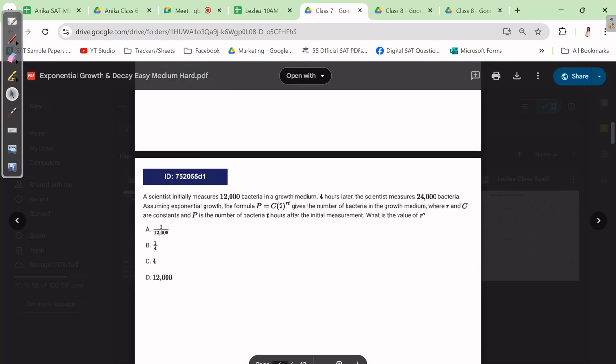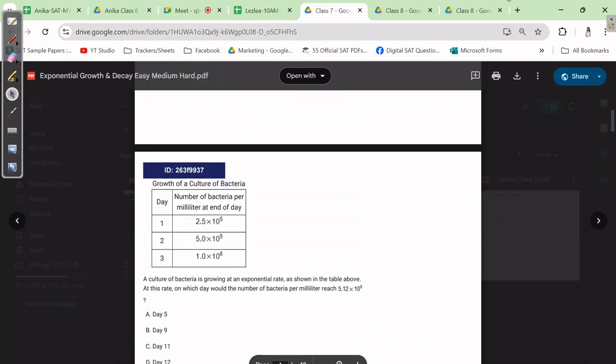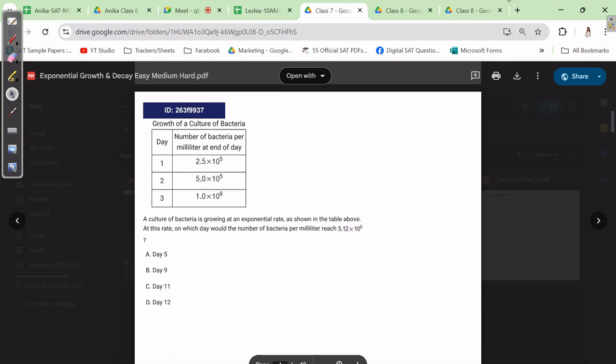Okay, then let's do one practice question. Yeah, this one. As you can see, some data is given. These are the x values and these are the y values. The x values represent the number of the day, and the y values represent the population of some bacteria. They've given that this population is growing at an exponential rate. Then on which day will the number of bacteria per milliliter reach this amount?